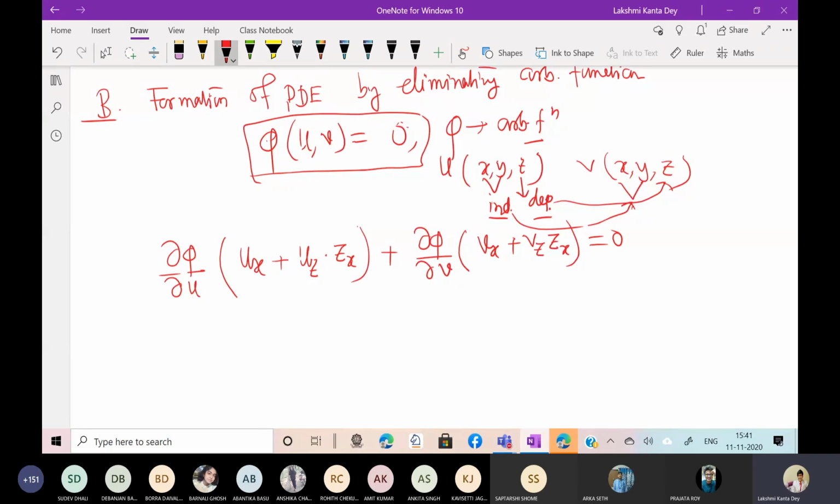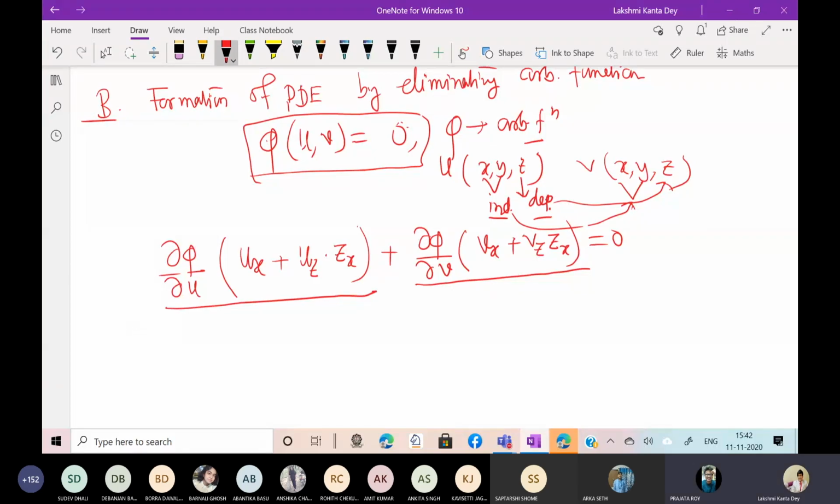Okay, now look, if we want to differentiate partially with respect to u, because there are two variables initially, u and v, so del phi del u. Again, u is a function of x, y, z. So here we have to do ux plus uz zx, because z is again a dependent variable. No need to do xx because x is independent. Okay, this part is clear. Similarly, phi is a function of v also, so we have to partially differentiate with respect to v. Del phi del v, here it will be vx plus vz zx. Clear?